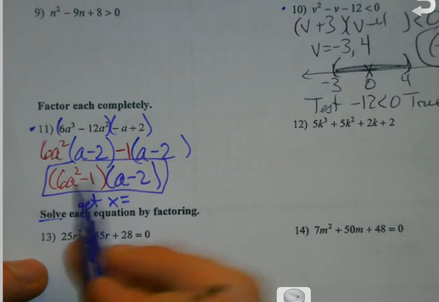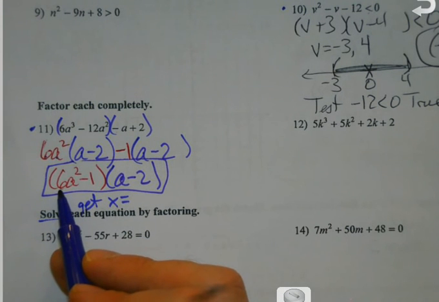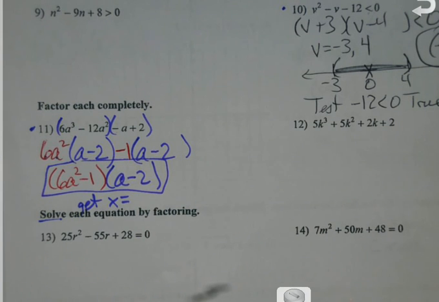Be careful. If this would have been like 9a squared minus 1, I could have factored again. Okay, but don't get sucked in here. 6 isn't a perfect square. I can't do anything more with that. Just leave that. All right.